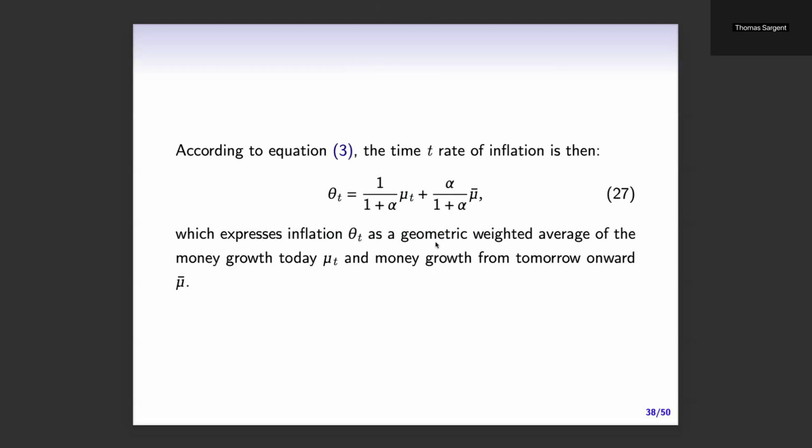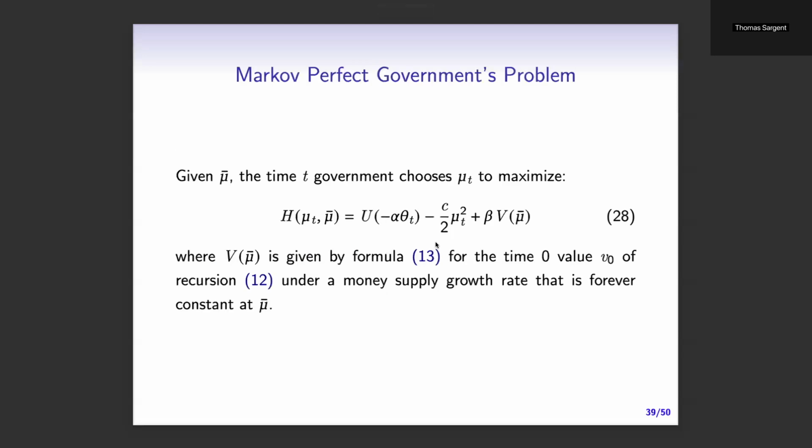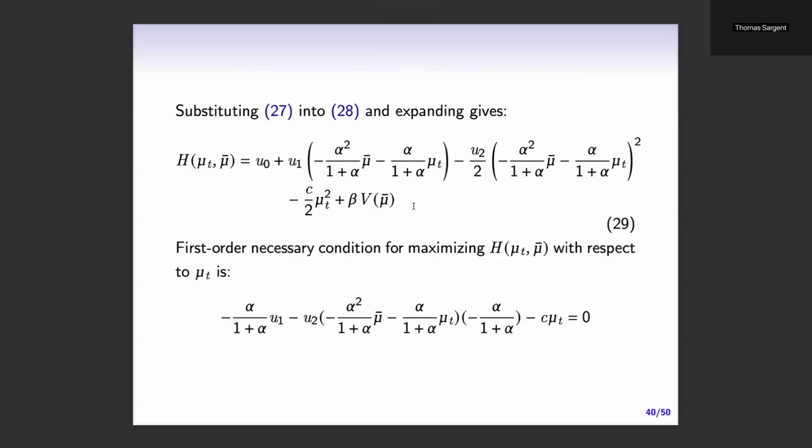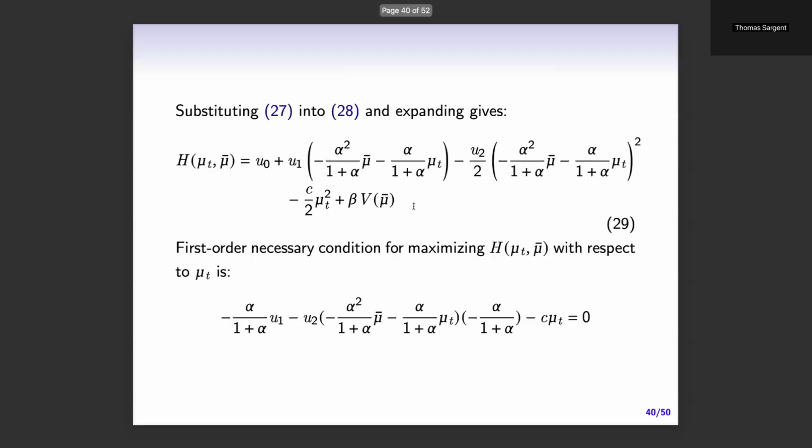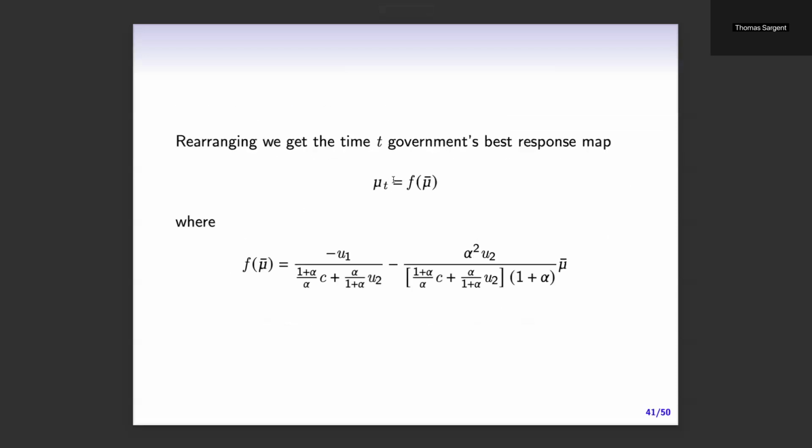So when I do that, the Markov perfect government's problem is, given mu bar, the time t government solves this easy problem. This is like an exercise to do, and if you do this, you can actually compute it by hand. So you can get a best response map. When I expect the future mu bar to be mu bar, I set mu equal to mu t.